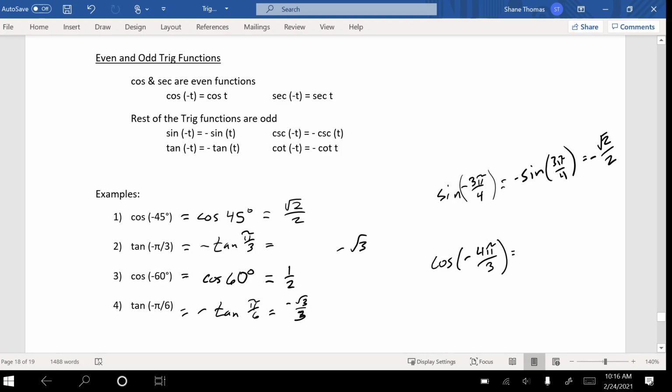All right, who wants the last one? Since you can't count, you got this one. All right. Cosine, even or odd? Even. So that means our negative sign's irrelevant, right? Okay. So now we're looking at the cosine of 4 pi over 3. Cosine of 4 pi over 3 is negative root 3 over 2.